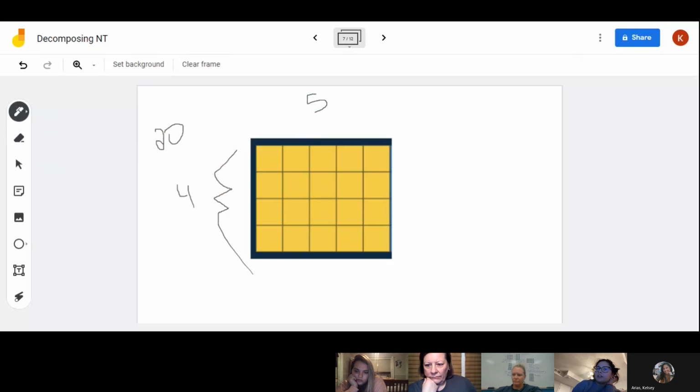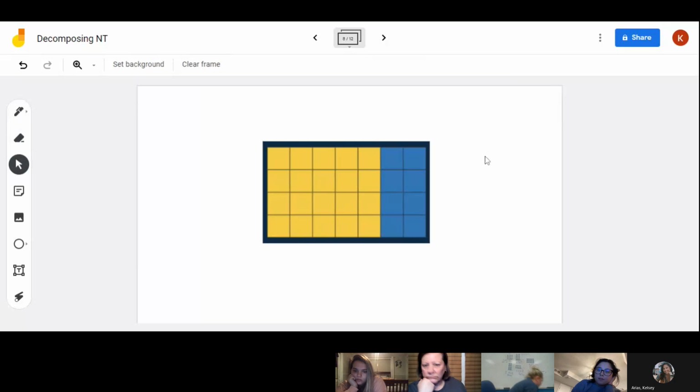Does that make sense to you, or would that make sense to count by fives? Yeah, if you wanted to, but I was thinking of multiplication. Okay, and that's fine too. It can be solved either way. So let's think. What if we added on to that? Let's think about that one.